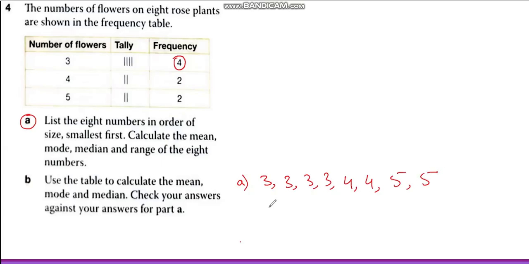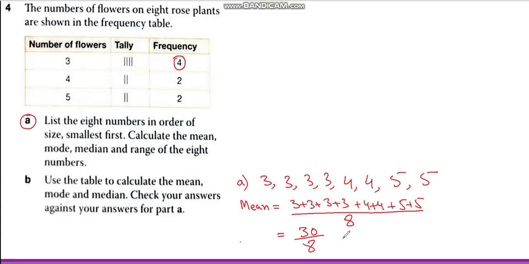Now to find the mean, we know that we need to add all the data values. So it's 3 plus 3 plus 3 plus 3 plus 4 plus 4 plus 5 plus 5. And there are a total of 8 values, so we need to divide it by 8. If we add the numbers, we get 30, and if we divide by 8, we get the mean as 3.75.